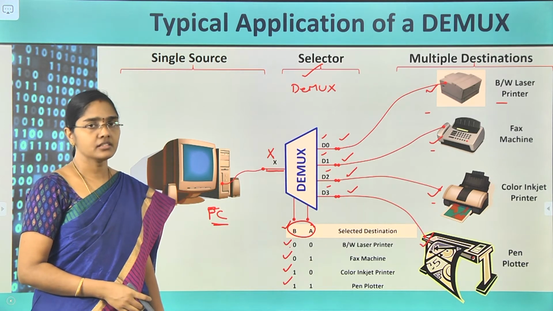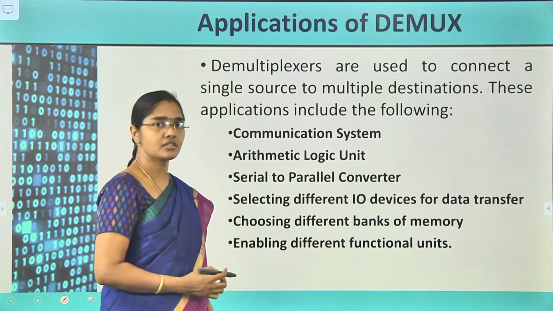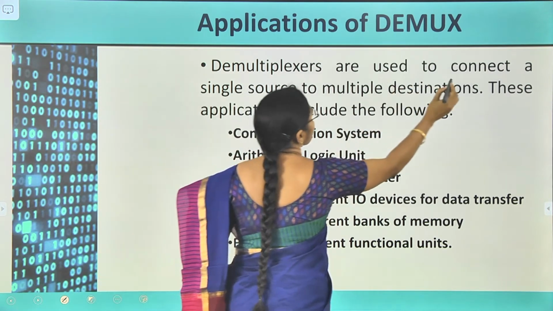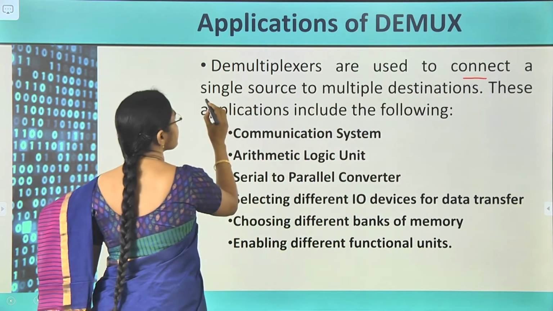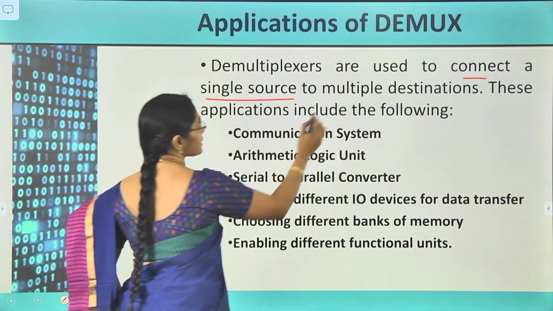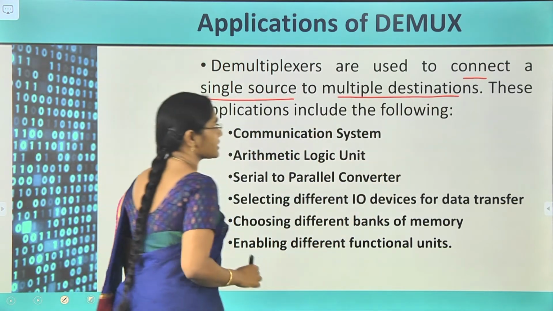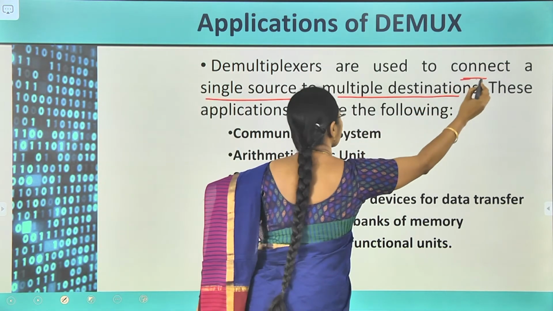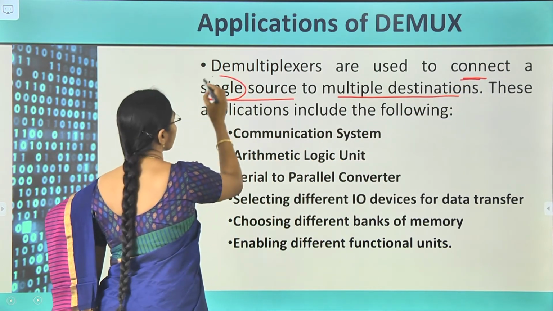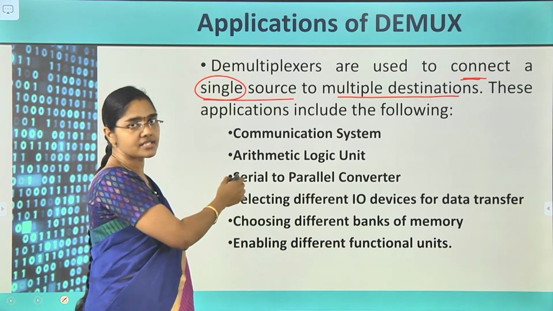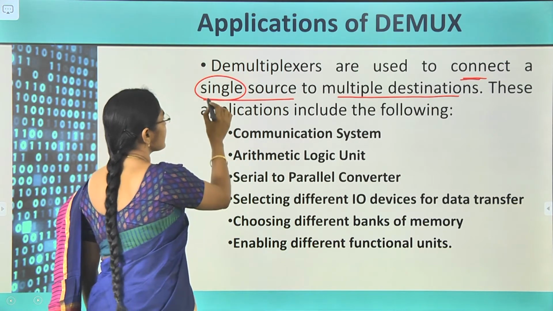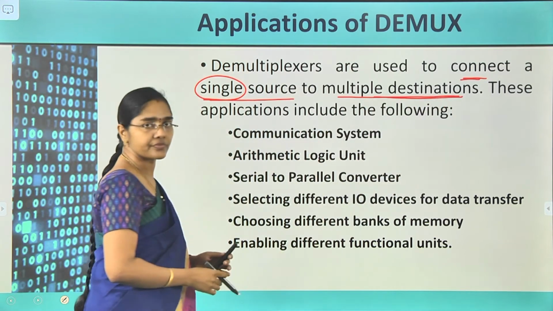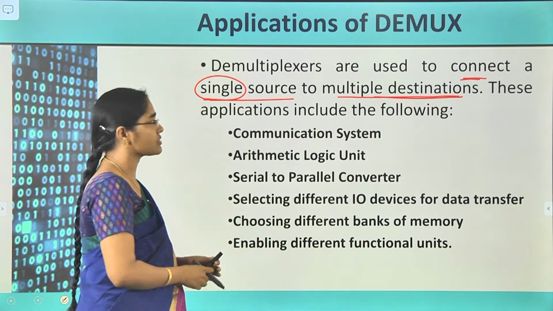Okay, this is the example application of the demultiplexer. Let's see in general some more applications. A demultiplexer is used whenever a single source wants to connect to multiple destinations. This is important: a single source, like in our previous example, the computer, to multiple destinations. Then this demultiplexer is used.